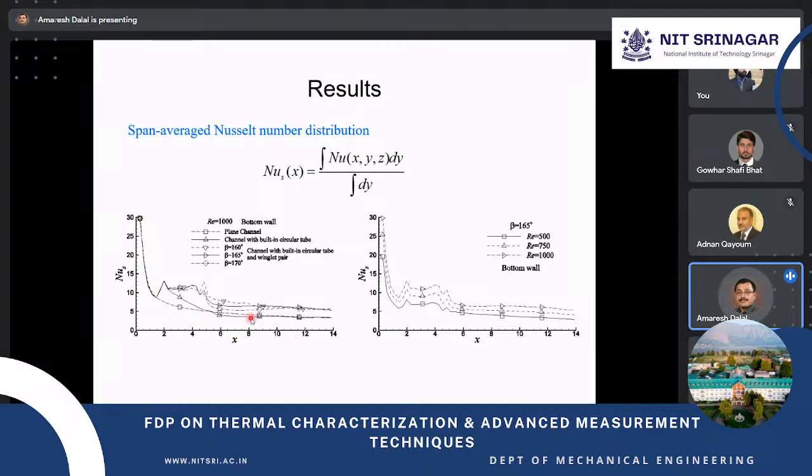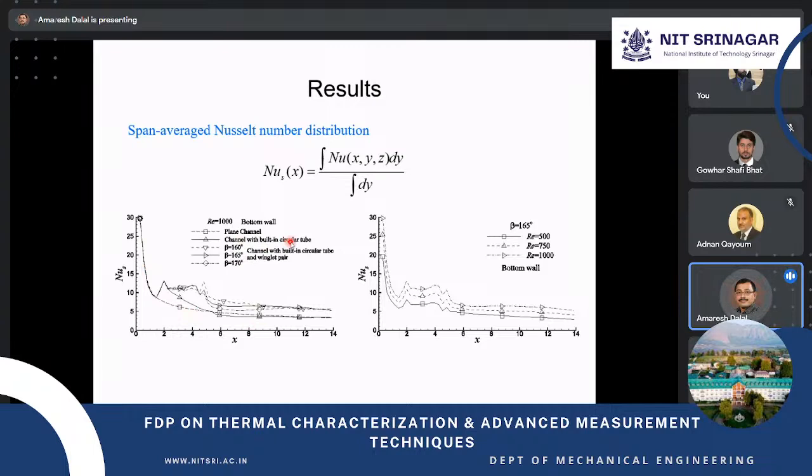Here you can see the effect of placing the vortex generator. So you can see the plain channel. Plain channel means there is no circular tube or vortex generator. So the Nusselt number will be high near the entry, because there is a high temperature difference, and due to that high temperature difference there is a high Nusselt number, and it then decreases along x.